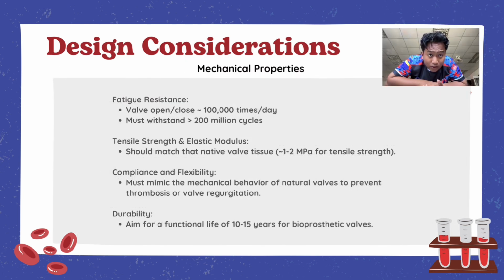Okay, we move to the third part, which is mechanical properties. Durability is key. The valve will open and close about 100,000 times every day, or over 200 million cycles in a lifetime. It needs excellent fatigue resistance and tensile strength, matching native valve tissue at around 1 to 2 megapascal. Good compliance and flexibility will let it mimic natural valve motion, reducing the risk of thrombosis or regurgitation. We aim for a valve lifespan of at least 10 to 15 years.